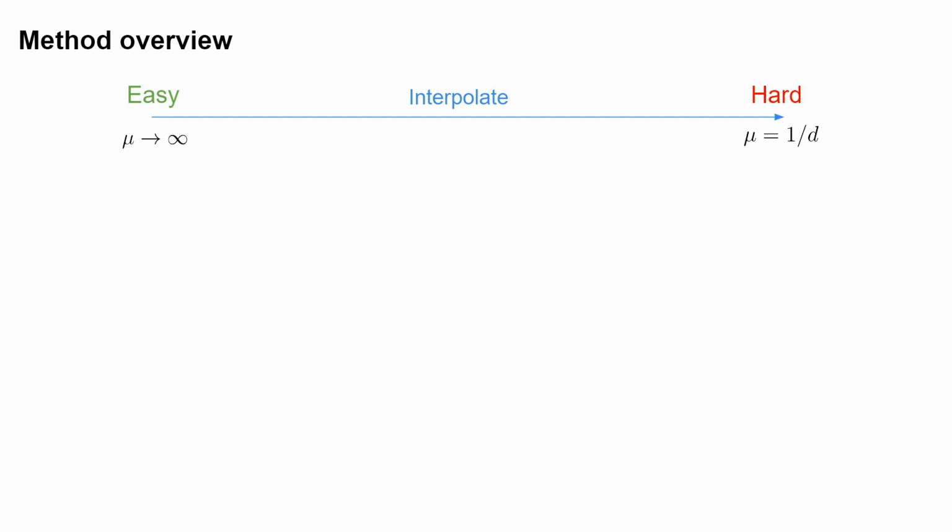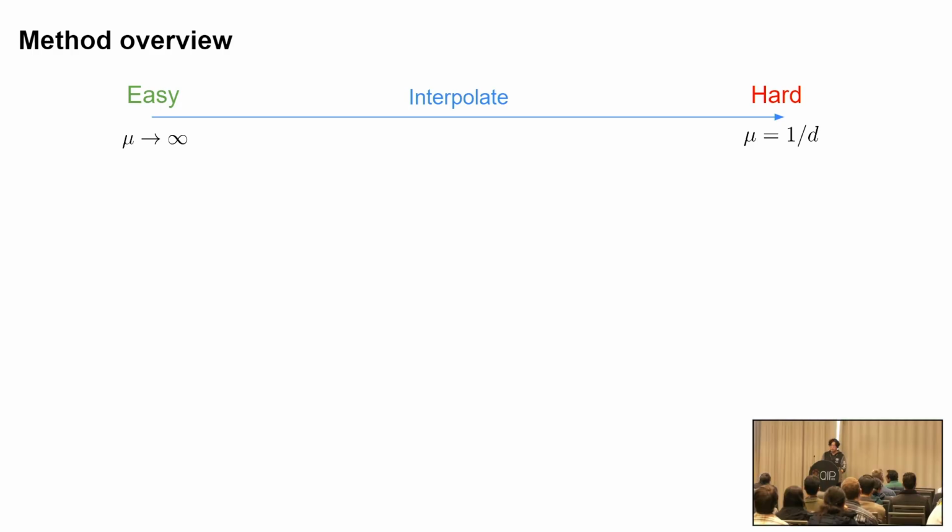So now I will give an overview of our method. The high-level idea is to interpolate from an easy-to-contract tensor network towards the hard one we care about. The easy case corresponds to the infinite mean case, and the endpoint of the interpolation is when mu equals 1 over bond dimension d, which is the threshold we talked about. And let's just say we don't care about the case after this for now.